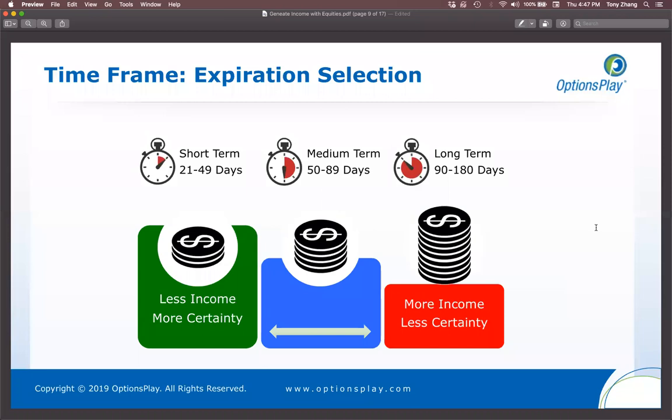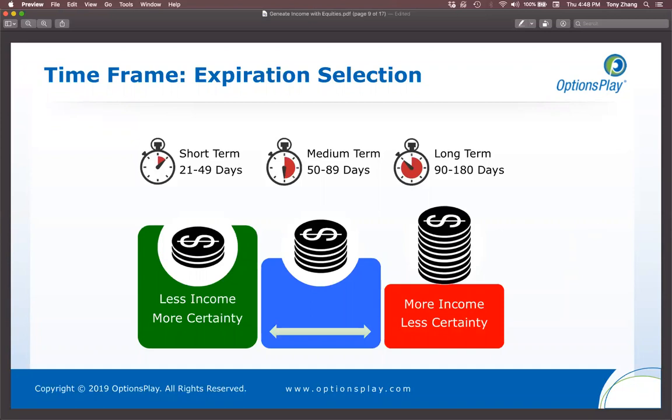What you're going to see is that the further out in time you go, the less certainty you have in terms of what's going to happen between now and expiration. In exchange for that, you're going to get more income. If you choose shorter dated options, you have a lot more certainty of what's going to happen between now and that expiration date, but you're going to get less income. So the question becomes, where should you choose on the expiration dates curve to sell covered calls?